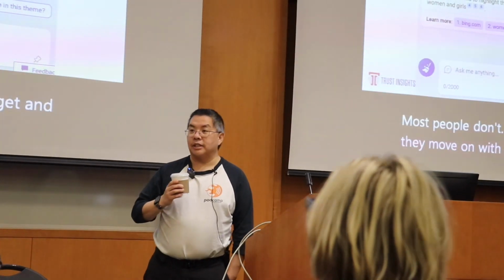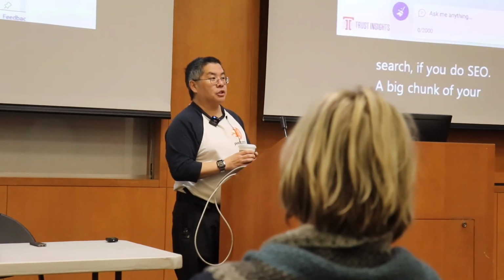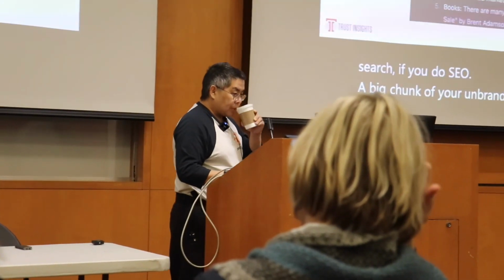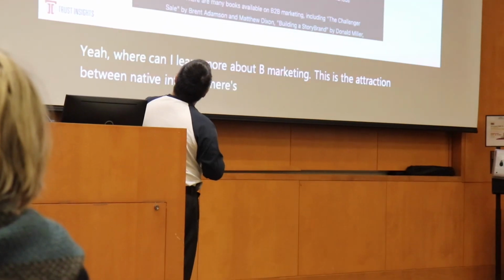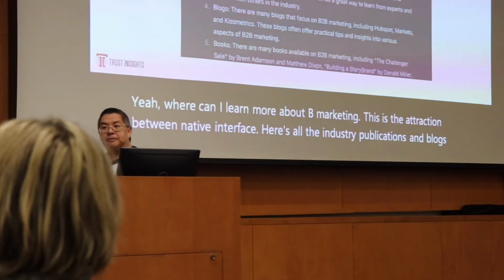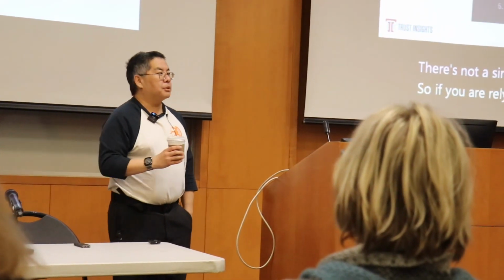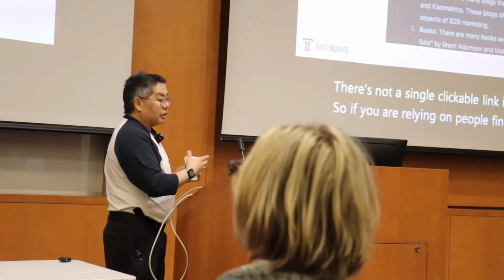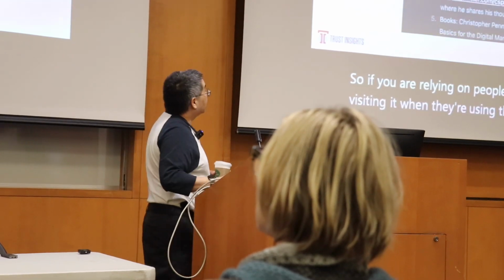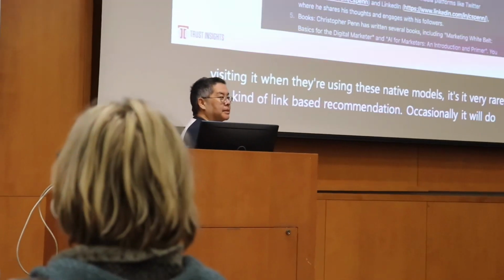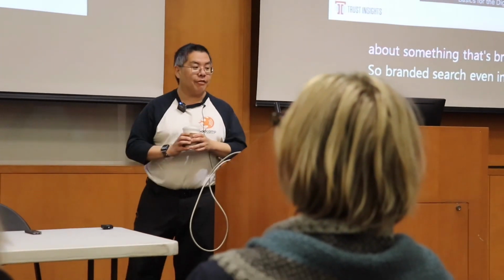What that means is that for things like organic search, if you do SEO, a big chunk of your unbranded organic search is going to go away. Now, where can I learn more about B2B marketing? This is the ChatGPT native interface. Here's all the industry publications and blogs. There's not a single clickable link in here. And so if you are relying on people finding your website through search and visiting it, when they're using these native models, it very rarely makes any kind of link-based recommendation. Occasionally it will do that if it's about something that's branded. So branded search, even in the ChatGPT native model, still does have clickable links.